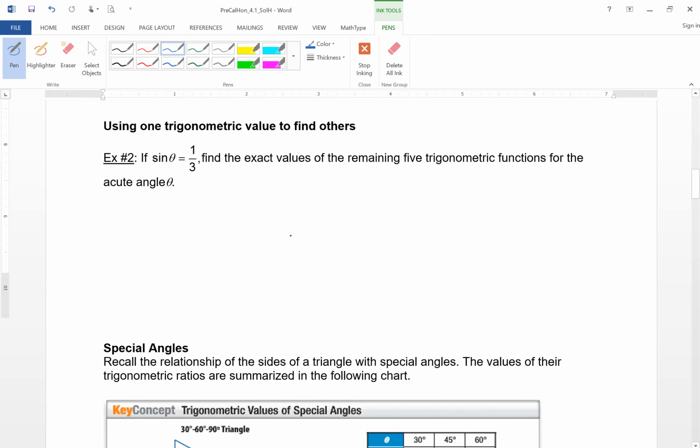All right, using one trig value to find the other. So here what I have is the sine of theta, and I need to find all of the rest. What I do is first draw a triangle.